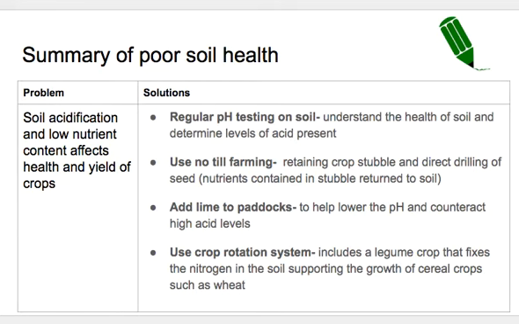The use of no-till farming, which is about retaining crop stubble and direct drilling of seeds, will help to return those nutrients back to the soil. Adding lime to paddocks will help counteract the acidity that you get with soil acidification. And also crop rotation systems will help maintain the nutrients in the soil by using a legume crop, and also help to rotate the crops to make sure that you're not exhausting the nutrients in that soil. So please pause the presentation and pop these on your worksheet.